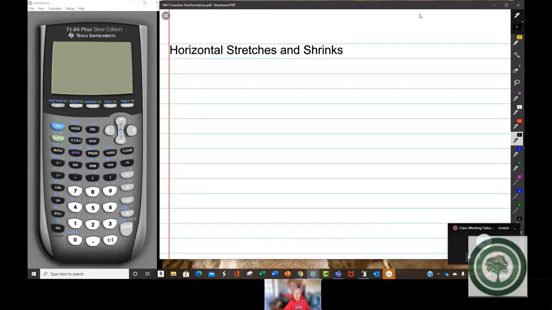Now we can talk about horizontal stretches and shrinks. I don't know if you know what an accordion looks like, but it's like a little organ that you can play by pumping it. So a horizontal stretch is like that. A horizontal shrink is like you're compressing it. So what a horizontal stretch is really is you're expanding sideways. And what a horizontal shrink is you're contracting sideways. You're squishing sideways. Best I can do.